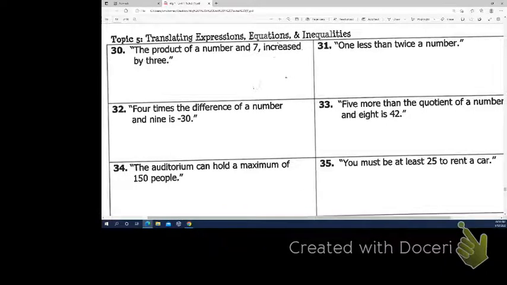So these are just translating. Some of them will be inequalities, equations. Some of them will just be an expression. So this was like the first time we did it, like back on page 12 and 13. So the product of a number and 7, product tells us which operation.